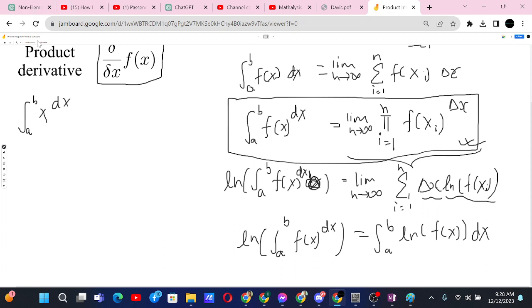And for that, we can finally write a formula for the product integral. The integral from a to b of f of x to the power dx is equal to e to the power of the integral of ln of f of x, and this is a Riemann integral. Okay, so this is a good formula.